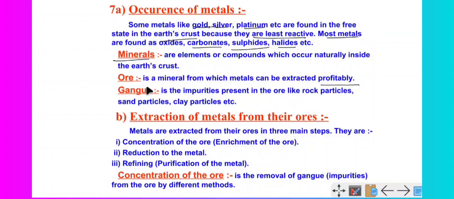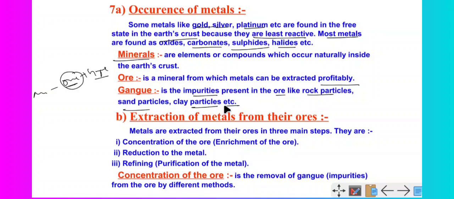So what is gangue? Gangue is impurities. So in minerals you have two things: ore plus gangue particles. Ore is the metal part that can be extracted from the earth's crust, and gangue is the impurity present in the ore, like rock particles, sand particles, clay particles, etc.